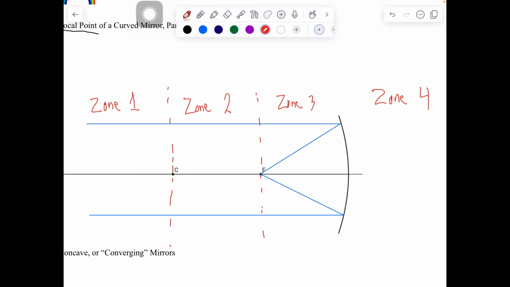Now, an object placed in any of those 4 zones will have different impacts on what exactly happens with the image. When you have a flat mirror, imagine looking at yourself in a mirror, say in the bathroom. Flat mirrors don't really distort images very much. If you're 6 feet tall, your image is 6 feet tall. If you are standing 2 feet away from the flat mirror, your image is 2 feet away from the mirror. You are right side up.